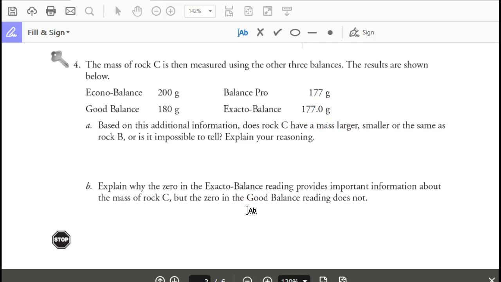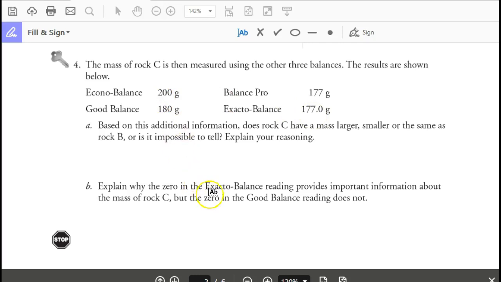Okay, for B, explain why the 0 in the exacto balance reading provides important information about the mass of rock C, but the 0 in the good balance reading does not. So the exacto balance here provides important information, and the good balance does not.